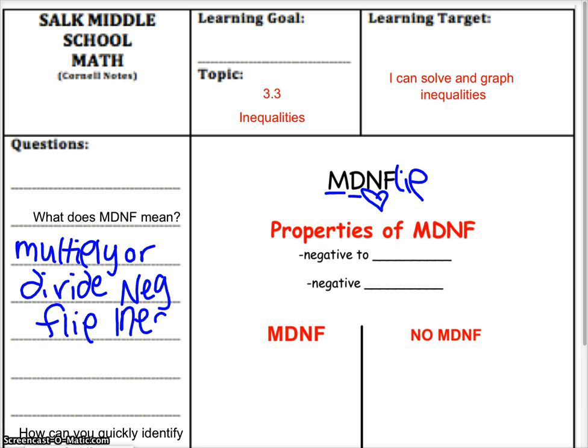Only for multiplying and dividing, not for adding or subtracting. It only works for multiplying and dividing. So MDNF means if you multiply or divide by a negative, you have to flip the inequality.